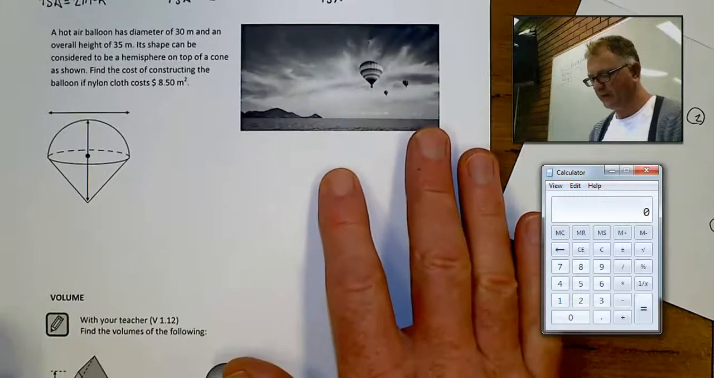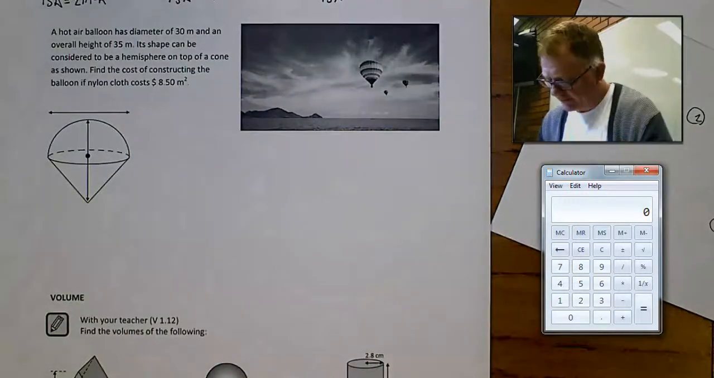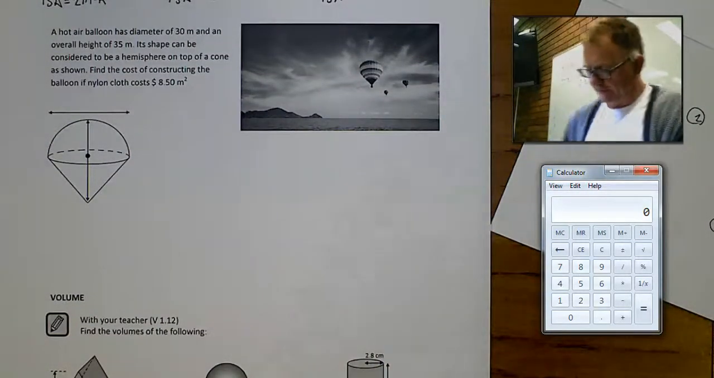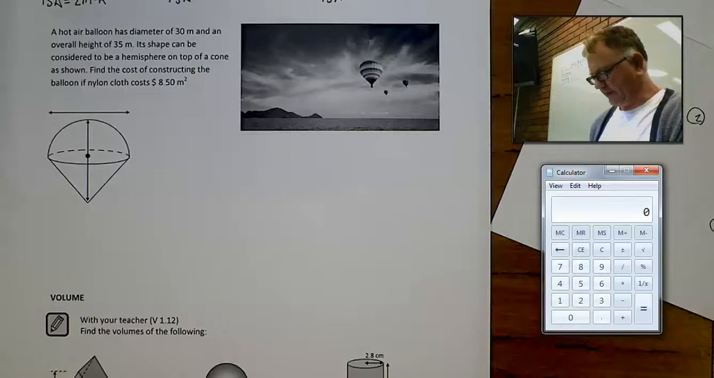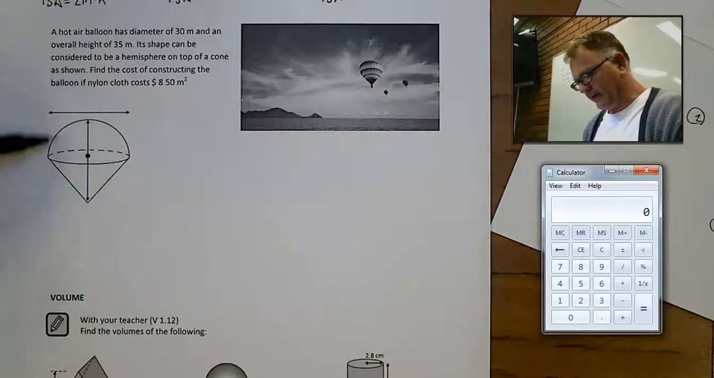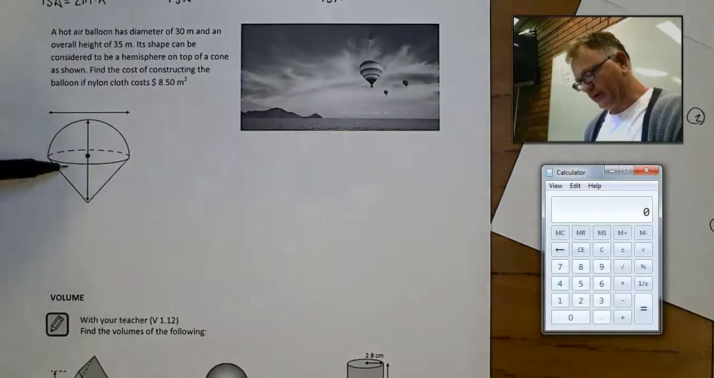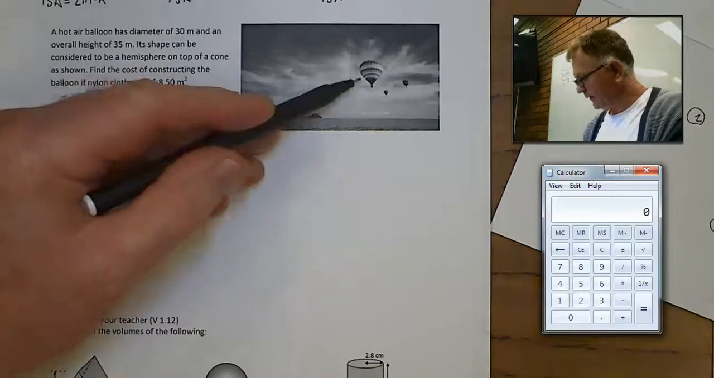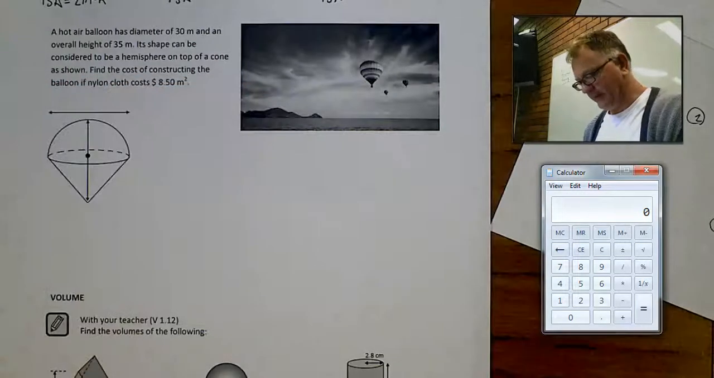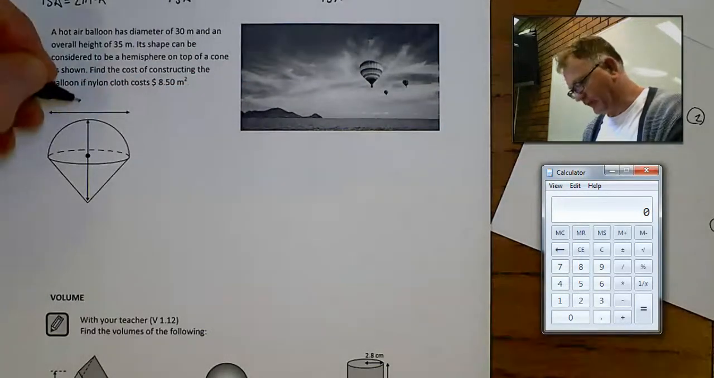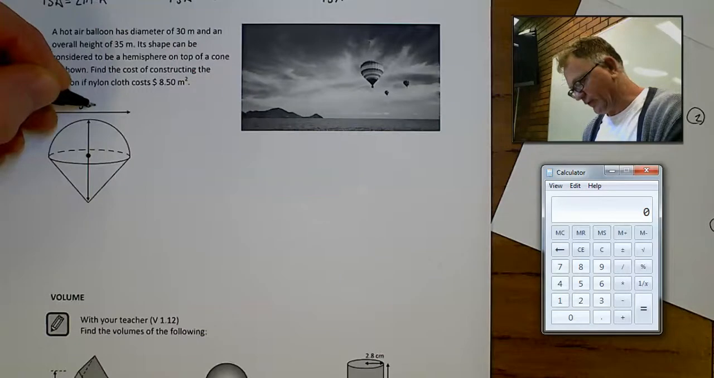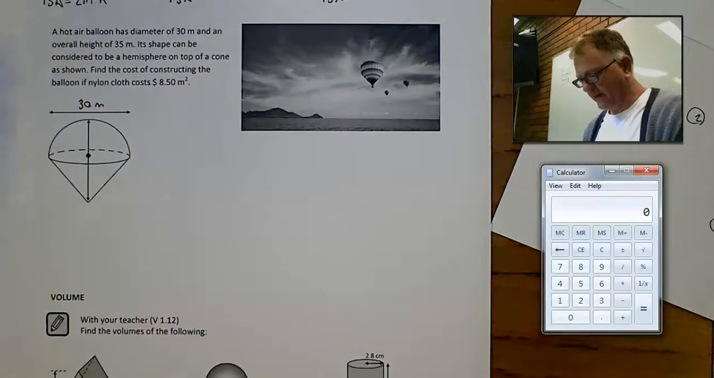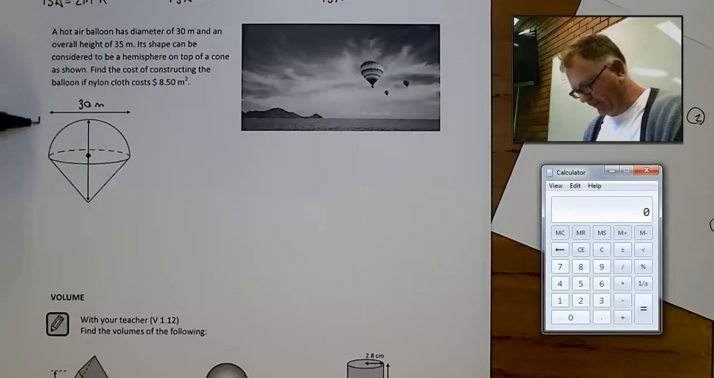Okay, and now we've got one more question here, and it's to do with a hot air balloon. The shape of the balloon is sort of like a hemispherical top and a conical bottom. I used to think that balloons were round, but if you look at them closely, that does seem to be the shape. This one's got a diameter of 30, the distance all the way across is 30, and an overall height of 35.